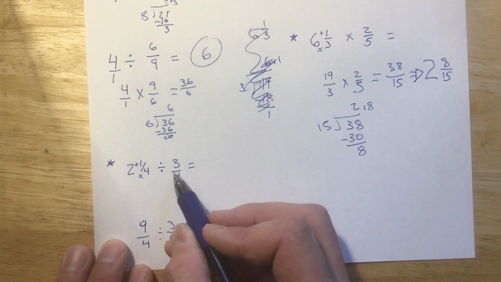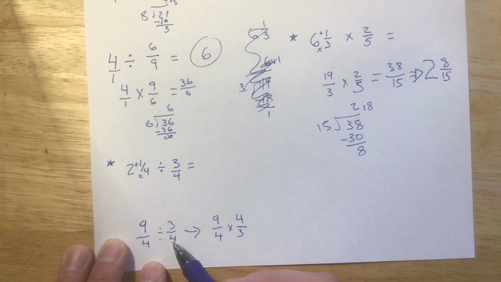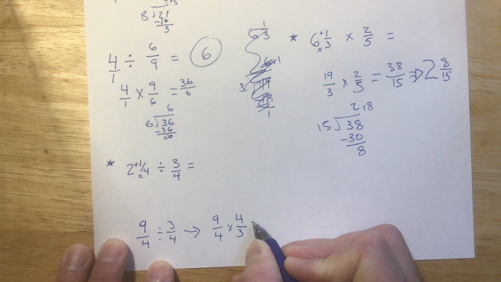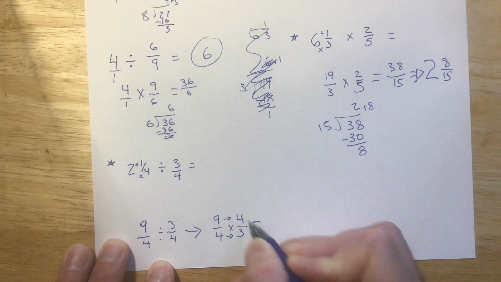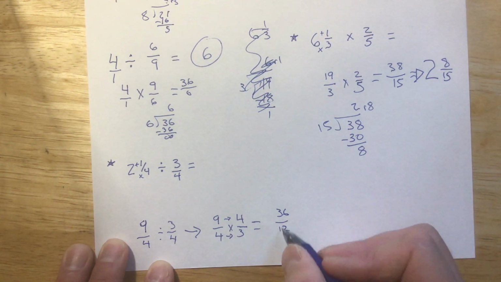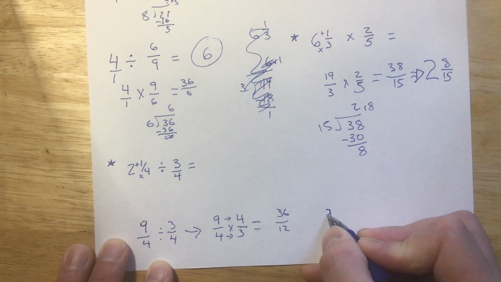So again, remember, it's always the one you're dividing by that you flip-flop. So I was dividing by 3/4, so now I'm timesing by 4/3. Okay, I multiply straight across. 9 times 4 is 36. 4 times 3 is 12. Oh, I got an improper fraction. Got to divide it out.